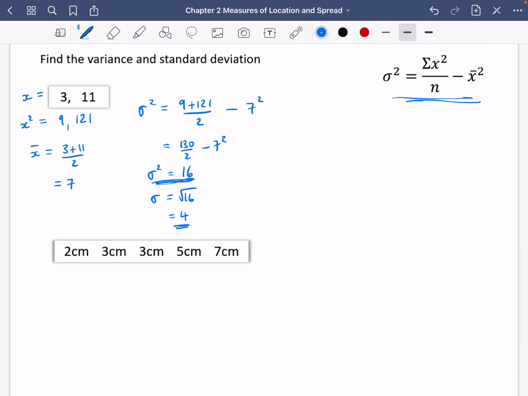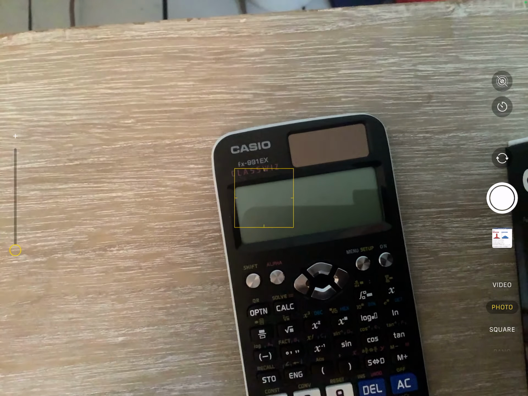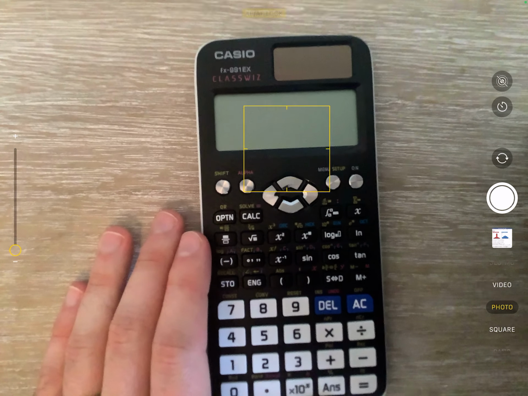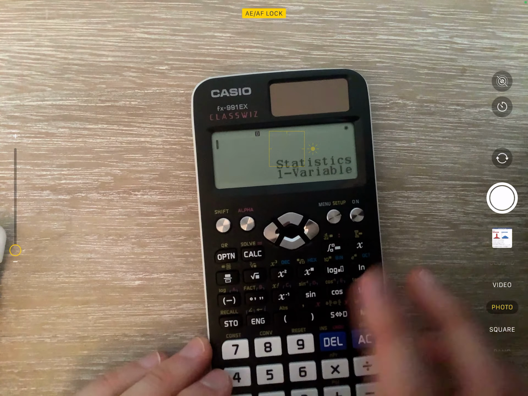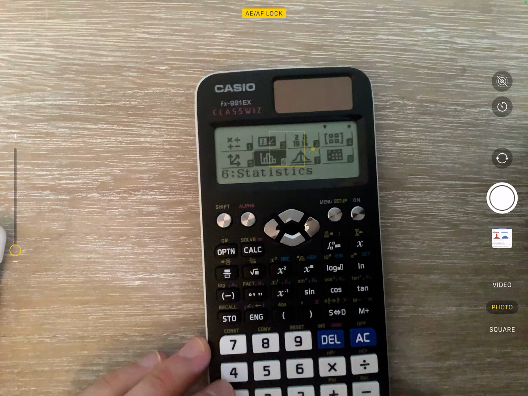I'm just going to quickly show you how you can find this on a calculator. Obviously, with these values, it's going to be quite a bit easier to do it like this. I'm just going to put it on my stats version. Just going to go to the camera. Okay, so on the calculator that I've got here, I'm going to go to stats mode. I'm actually already in stats mode, but if you can't remember how to do that, you scroll along to number 6 that we've got here.